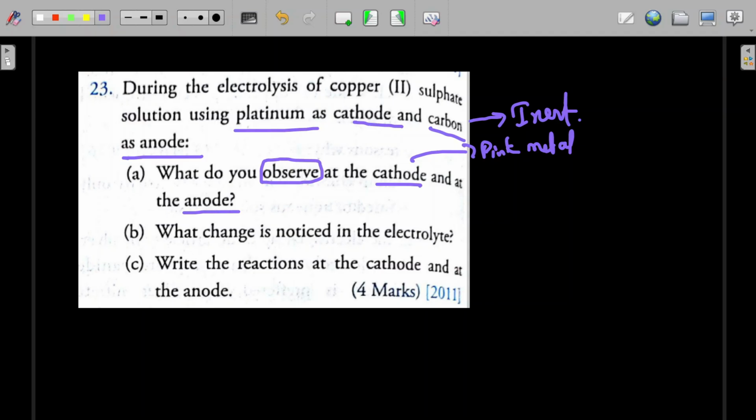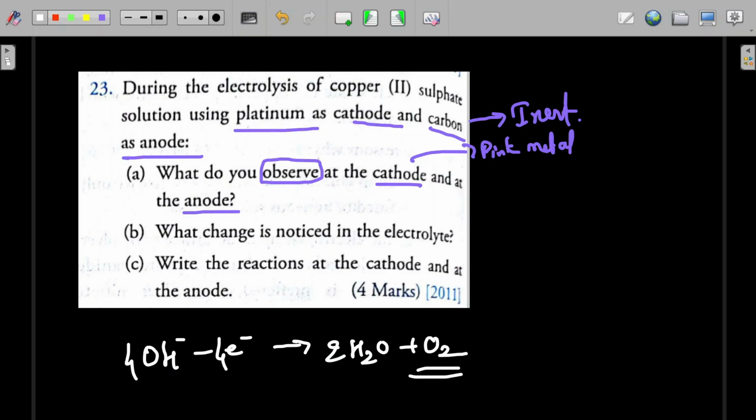See, whenever hydroxide ion gets discharged, it will always form oxygen gas. 4OH minus, minus 4 electrons, gives 2H2O plus O2. So you have to write the test for O2: colorless, odorless gas which rekindles a glowing splint.